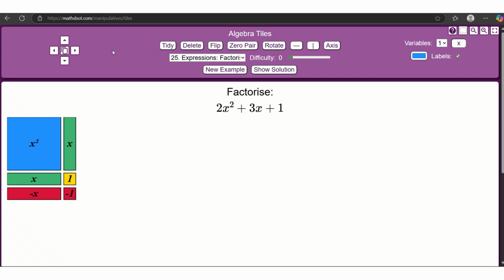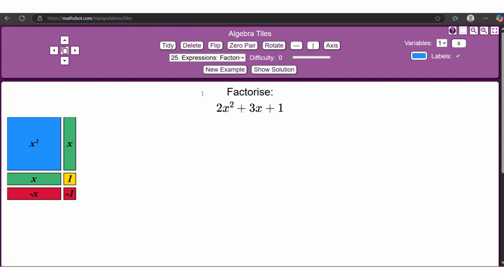In this video, we're going to take a quick look at factoring using Algebra Tiles. Now, you'll notice I am on a website. This is mathspot.com. We're using the tiles manipulatives. You also might notice that factoring and factorizing looks a little bit weird. That's because it's not American English. So we can roll with that.